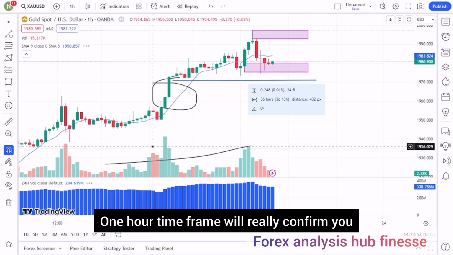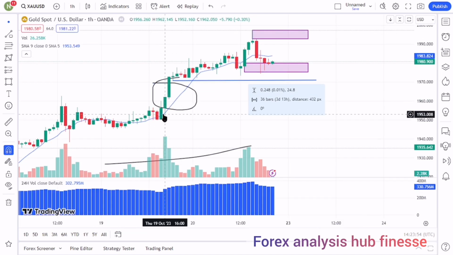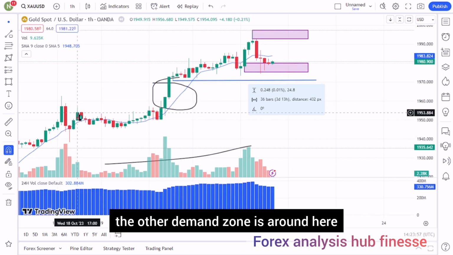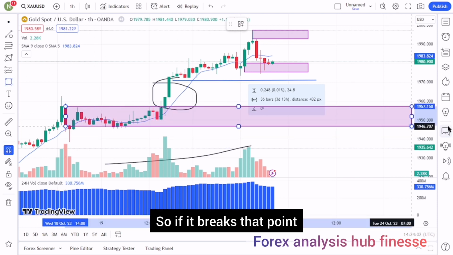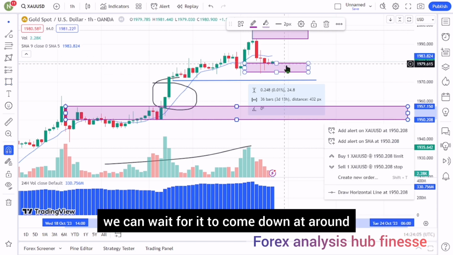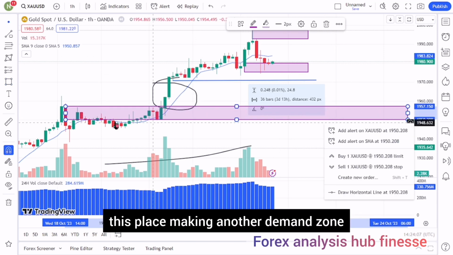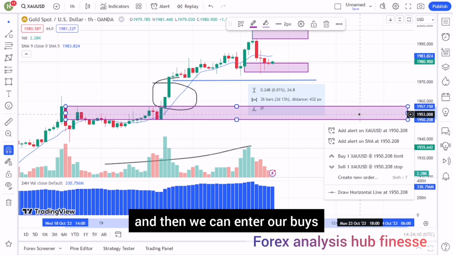The 1 hour time frame will really confirm that for you, because you can see the other demand zone is around here. This is another strong demand zone. So if it breaks that point, we can wait for it to come down at around this place, making another demand zone, and then we can enter our buys.